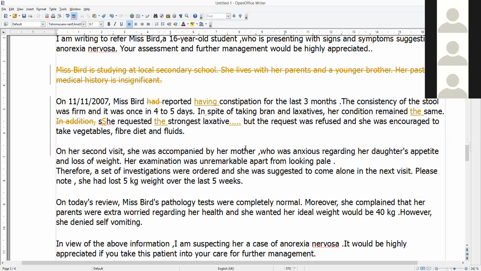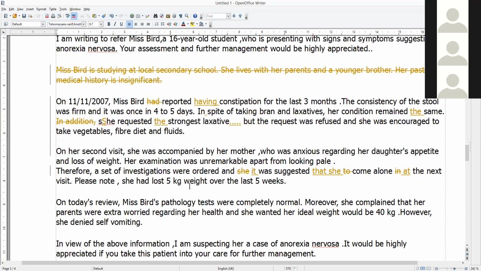Okay, on a second visit by a mother who was anxious regarding her daughter's appetite was the weight. Examination was remarkable. She was suggested to come. It was suggested that she come alone, because you can't use passive here. Sorry, word order. It was suggested that she come alone. Sorry, word order is better there. Okay. Your next visit. In the next visit, at the preposition of time, at the next.